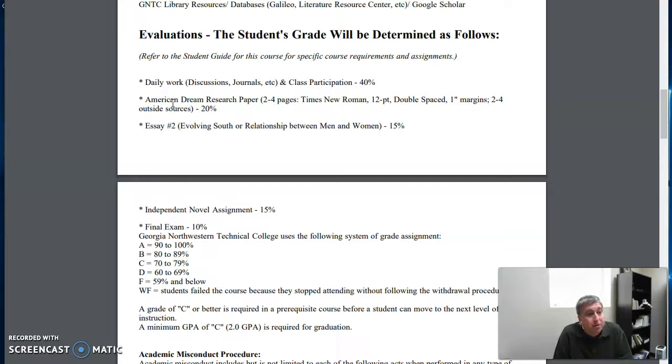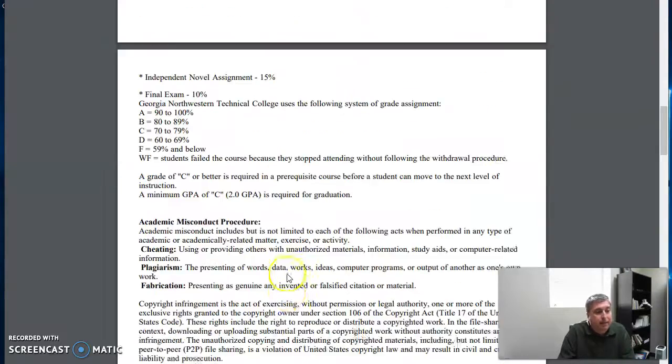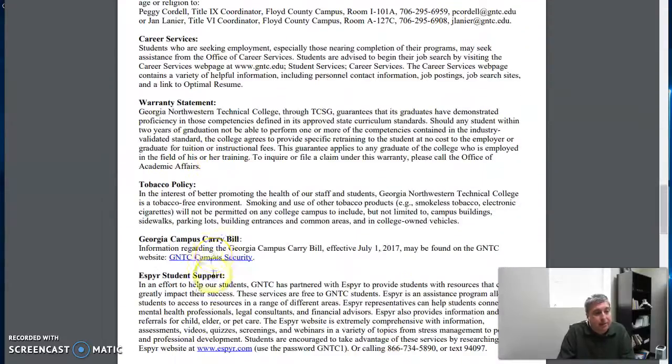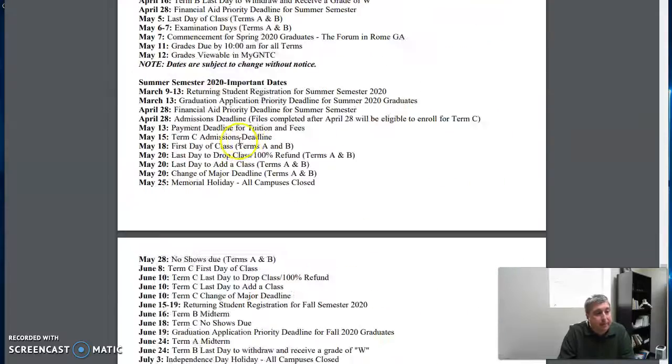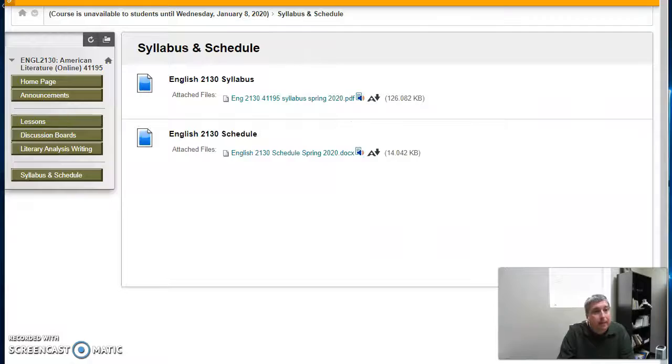Your research paper we'll have in the first couple of months is 20% of your grade. There'll be another essay, which is 15%. An independent novel assignment, I'll talk more about that later, is 15%. And then the final exam is 10%. Otherwise, this is just standard GNTC stuff, and I don't think I need to get into all of that.